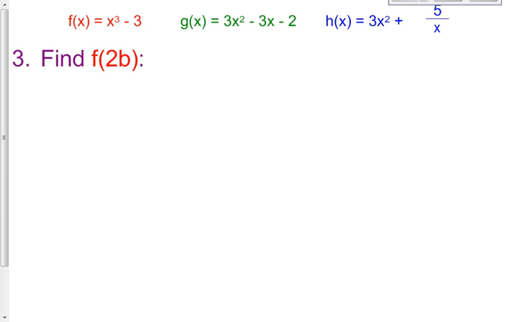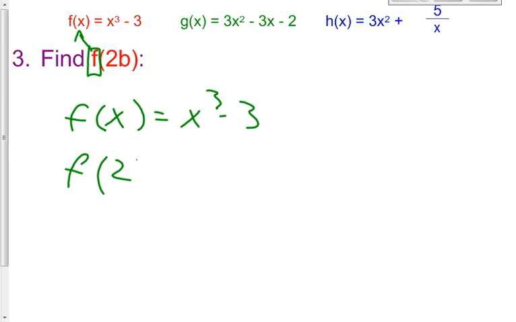Next one is a step higher in difficulty level because it's not just a number, it's also a variable in there. So the principle remains the exact same, just simplifying it becomes a little bit more difficult. So it says find f of 2b. This f tells us what function to put it into. Let's put it into this one. So instead of f of x equals x cubed minus 3, it's telling us instead of x, let's put in 2b. So whenever I see an x, I'm going to put in a 2b.